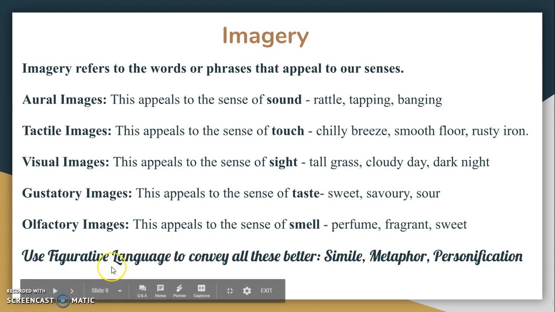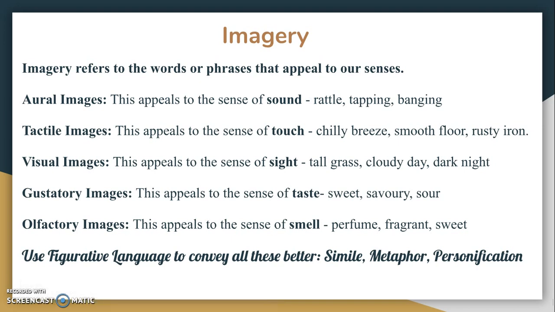And we are going to do another session on figurative language. So you will hold on that. But I'm sure you should be aware of what is a simile, a metaphor, and personification. We will look further on those later on.